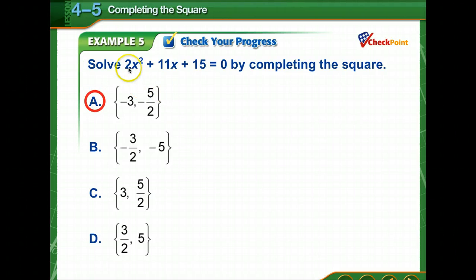Well, first of all, we noticed the coefficient's not a 1, so we have to divide every term by 2. We're going to have x squared plus 11 halves x plus 15 halves equals 0. We're going to have to subtract 15 halves from both sides. We're going to take 11 halves, half of it, and that'll be 11/4, and then square it. We're going to have 121/16.